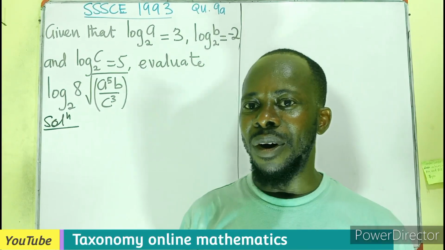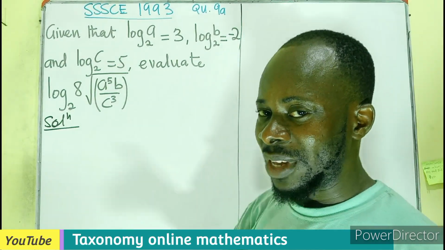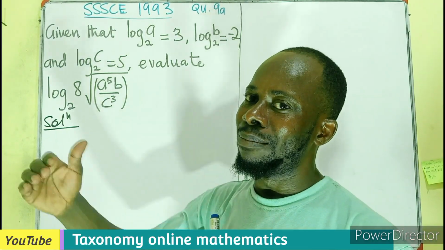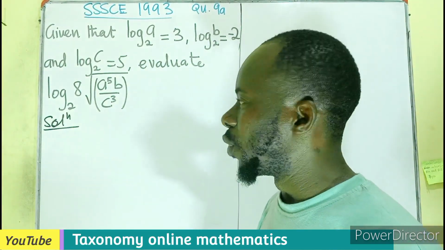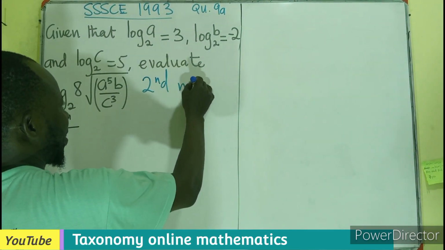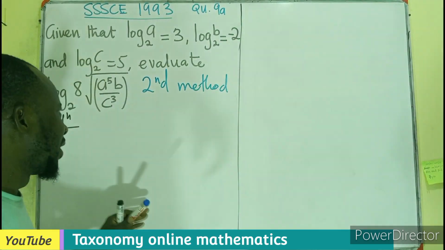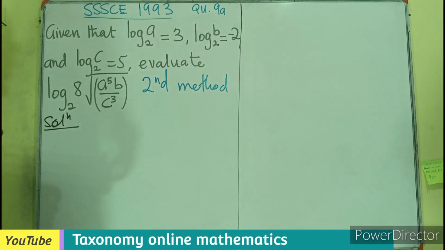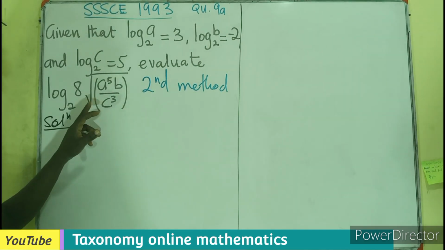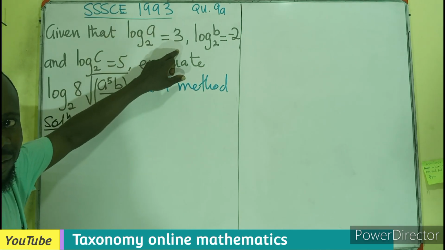This is the continuation of the solving of this question. We did this in a previous episode using a certain method. In this episode, we want to use the second method, or better still, the alternate method. In this case, what we are going to do is to write this from logarithm into indices.